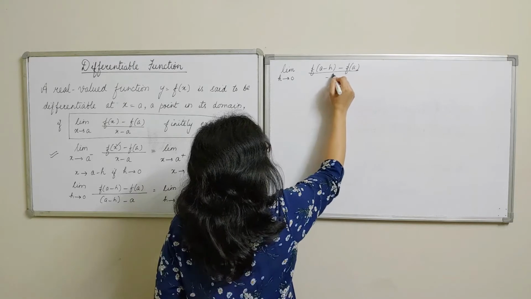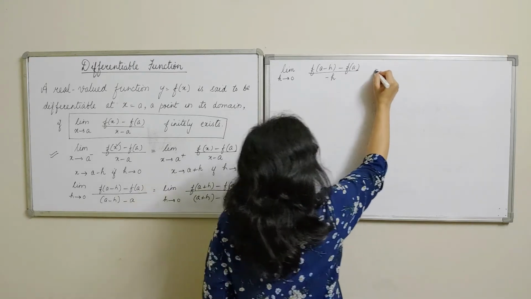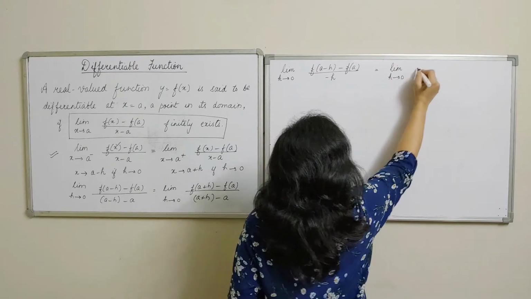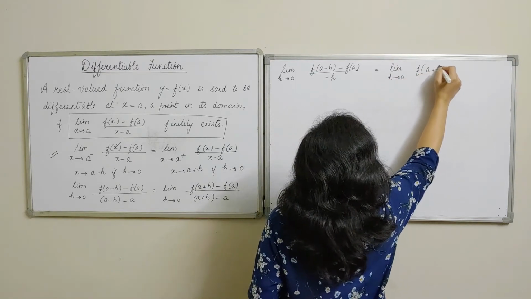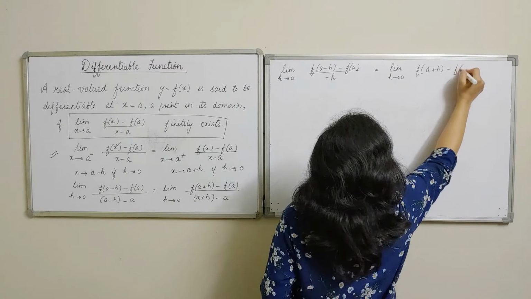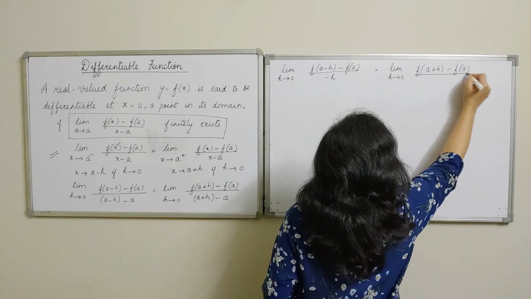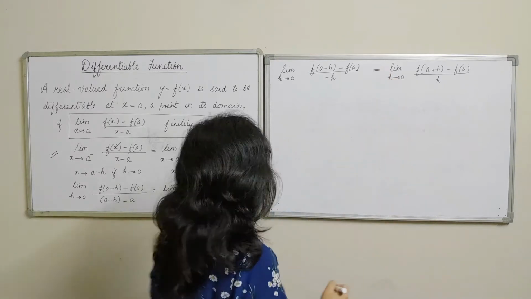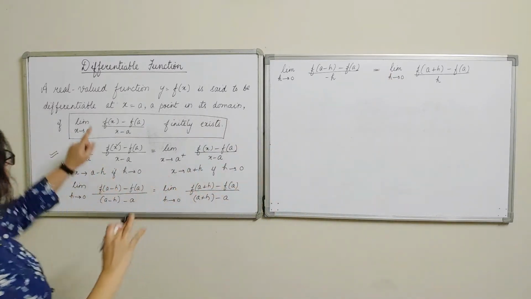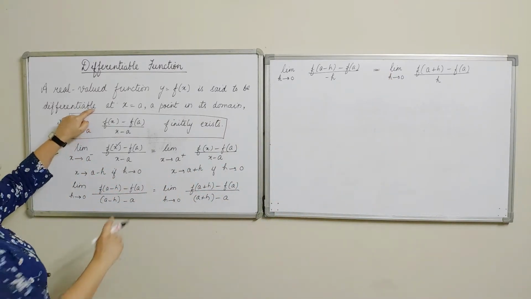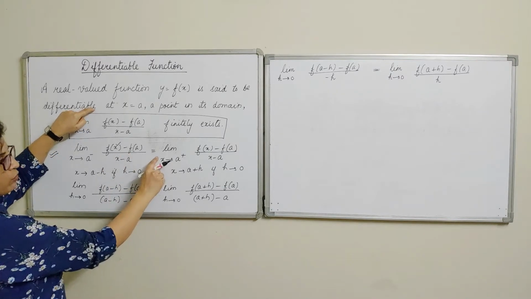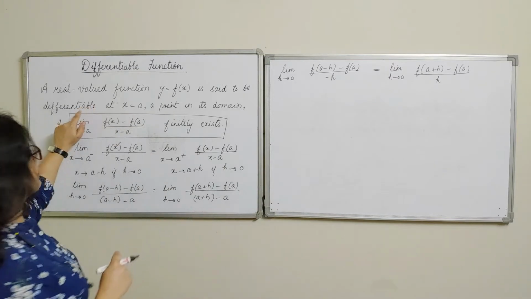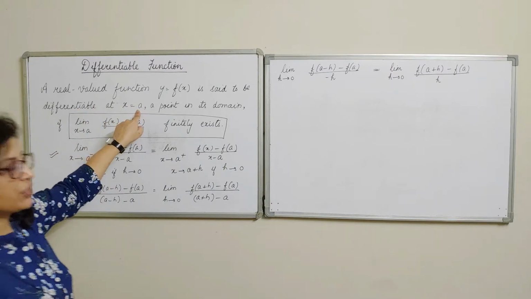The denominator here is minus h, and on the right hand side, f of a plus h minus f(a) upon h. This is what we are getting. So this is basically the definition of a differentiable function. Whenever these two limits are equal, the function will be said to be differentiable at the point a.